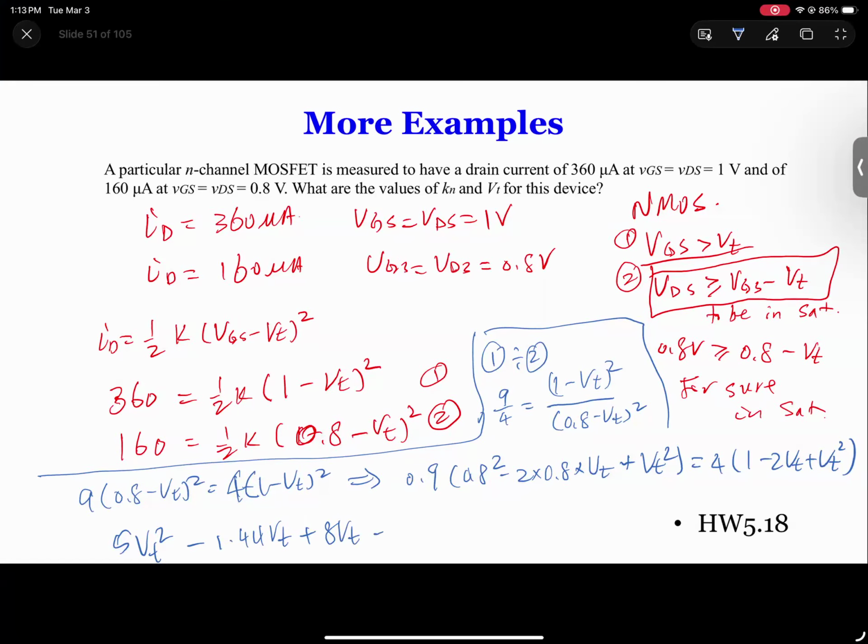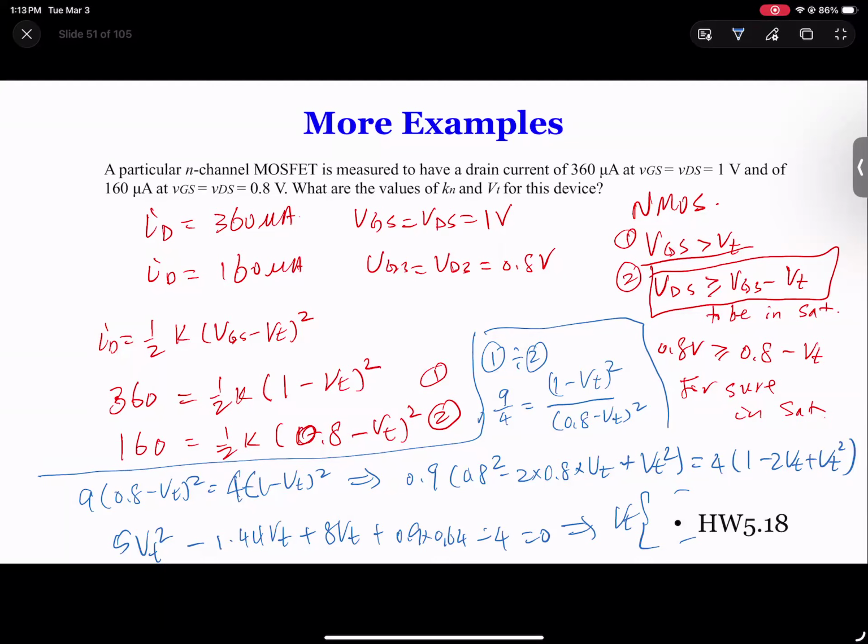Then, yeah, so this 0.8 times 0.94 plus, and then minus 4. You see what I'm saying? You get this quadratic equation, then you can solve for VT. You're going to have two values.